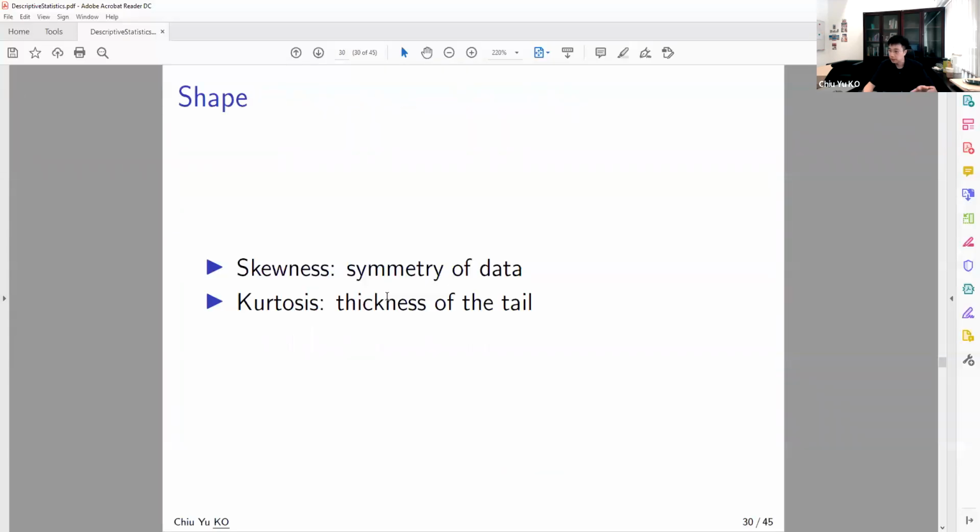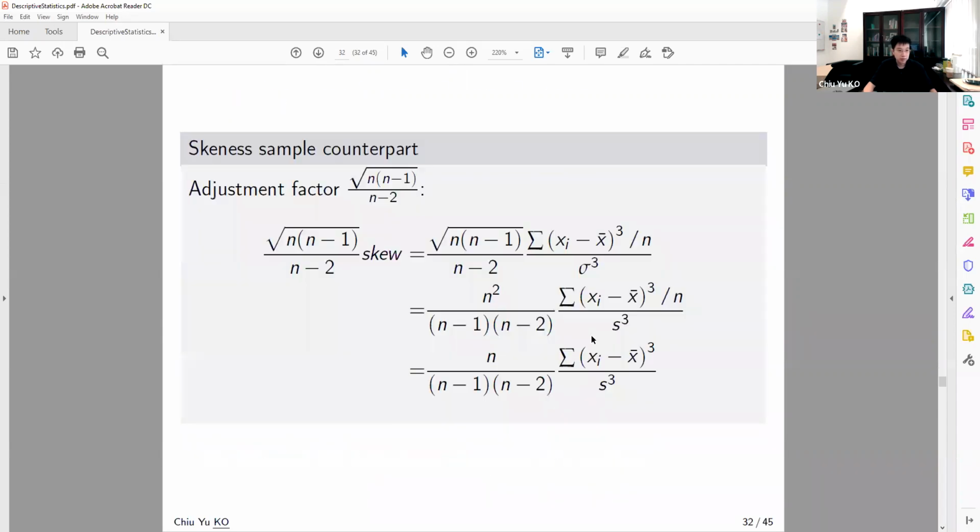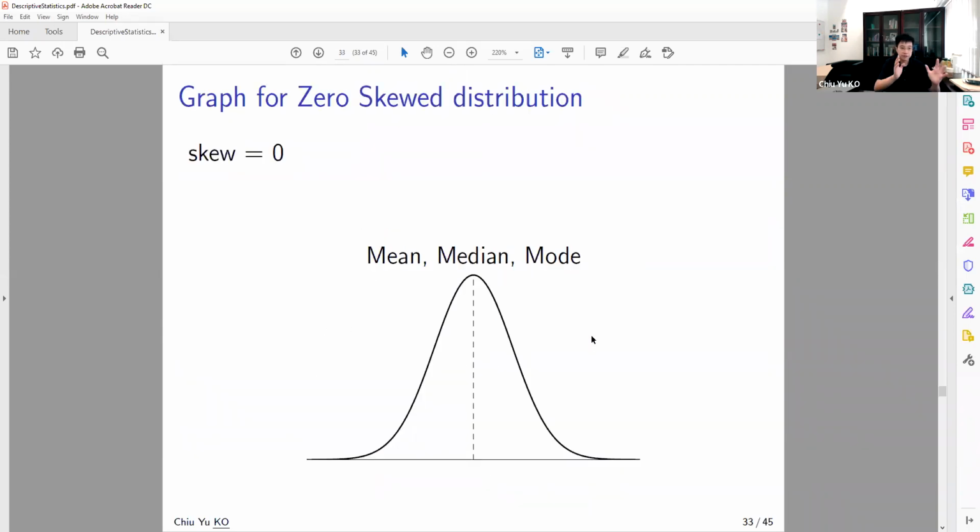We're talking about the shape, whether skewness of the data or the kurtosis. Okay, so can you see this PPT? Yes, right? Okay, so look at the graph here.